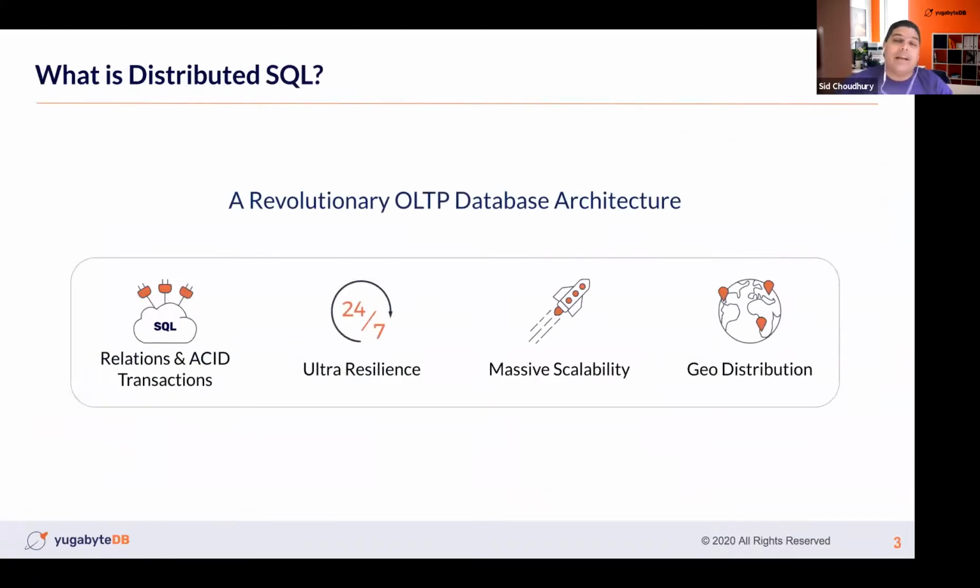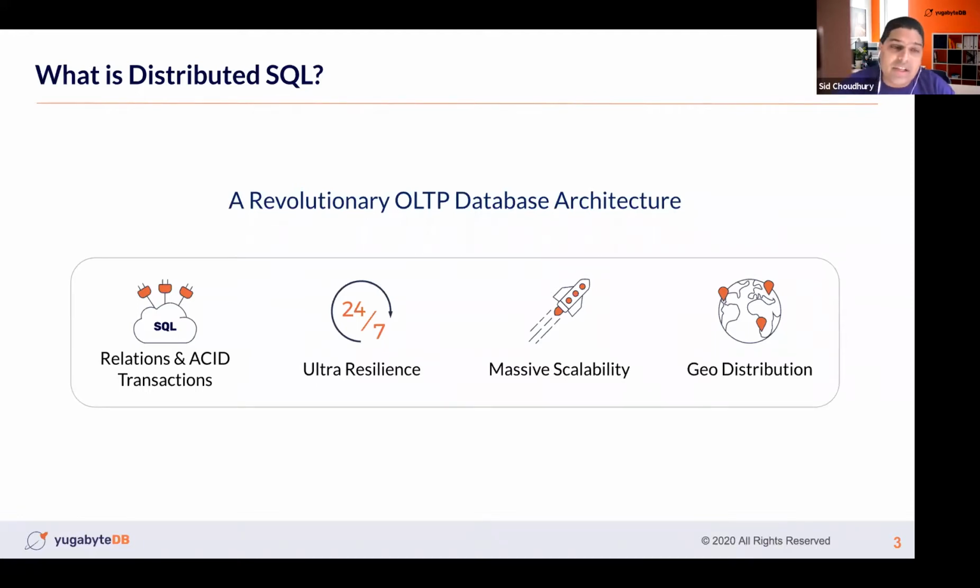So now that we have established the difference between OLAP and OLTP, what is distributed SQL? Why is there so much excitement about it? We keep hearing about it. And here at Yugabyte, we have built an entire company around that architecture. So distributed SQL is essentially a revolutionary OLTP database architecture. Why is it revolutionary?